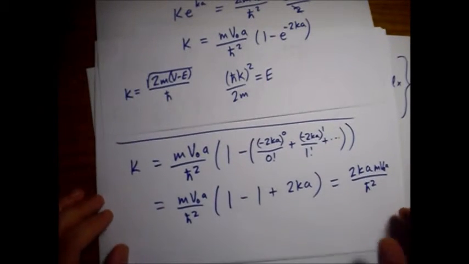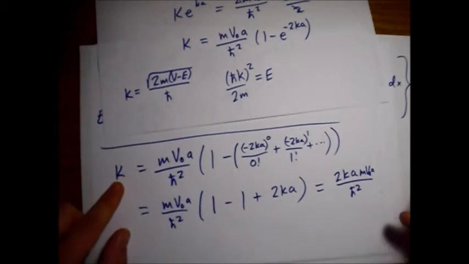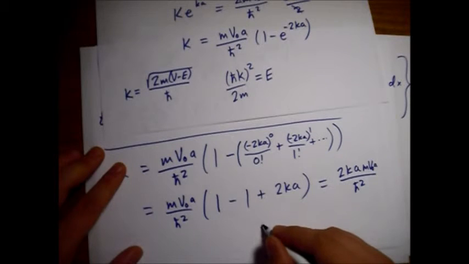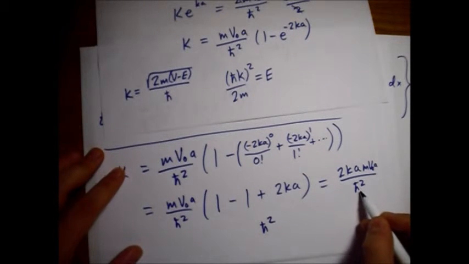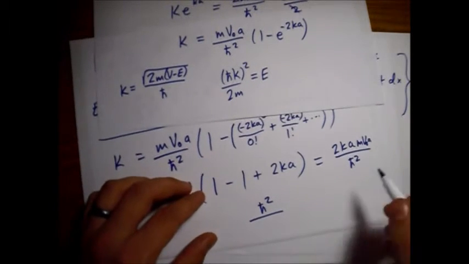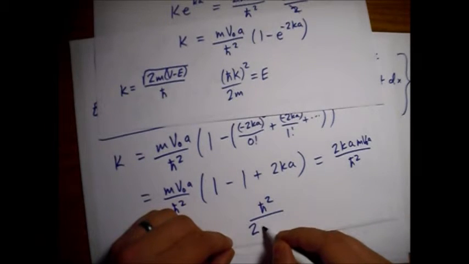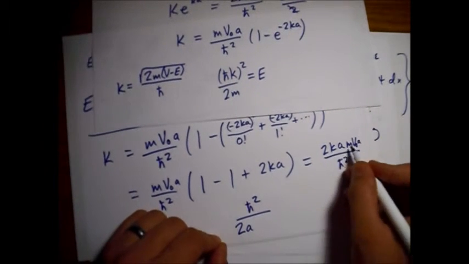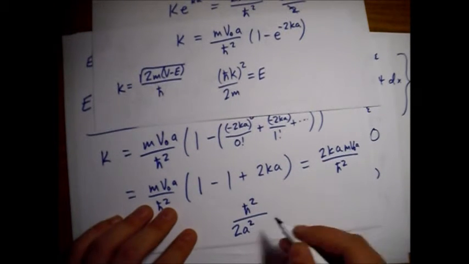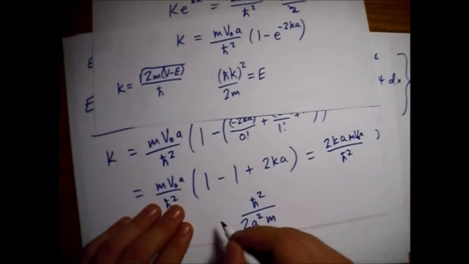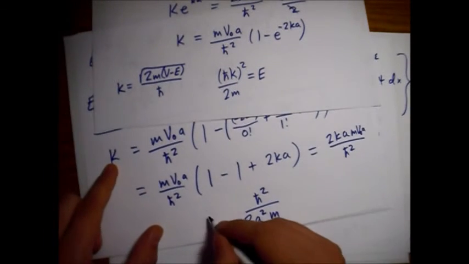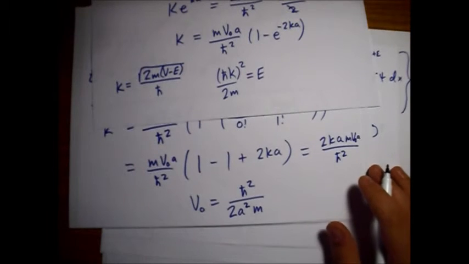Now looking at this piece and this piece, the k's will divide out. If we're solving for V naught here, h bar squared will end up on the top, and we'll have a 2a squared, since there are two a's here, this a and this a. So 2a squared, and then we have an m. We've just solved this: k equals this, and we've solved that for V naught. And so here we go.